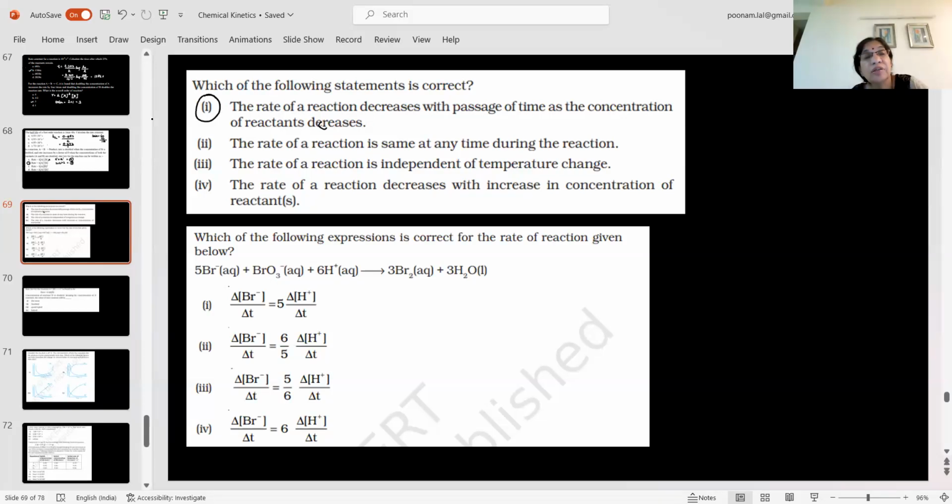Answer is 1. Correct. So the rate of reaction decreases with passage of time as the concentration of reactants decreases. So the answer is 1. Now the next one: which of the following expressions is correct for the rate of reaction given below? Tell me.